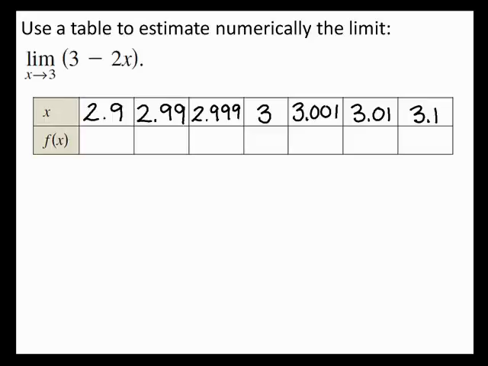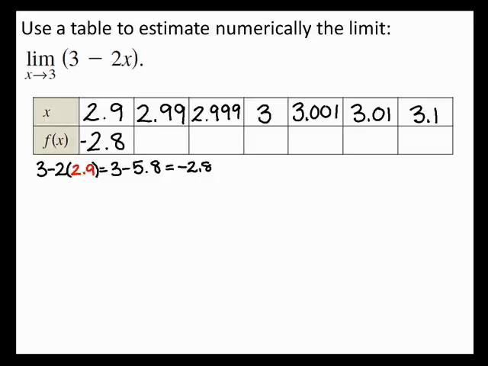Substitute 2 and 9/10 into the equation 3 minus 2x. Simplify negative 2 times 2 and 9/10. Simplify 3 minus 5 and 8/10. You find that f of x is equal to negative 2 and 8/10.